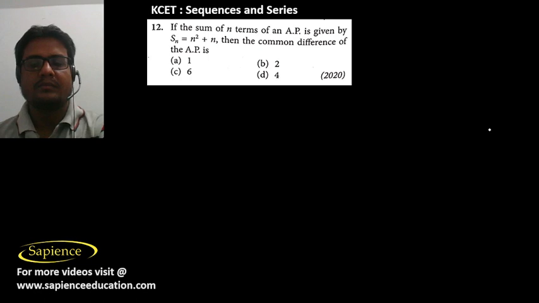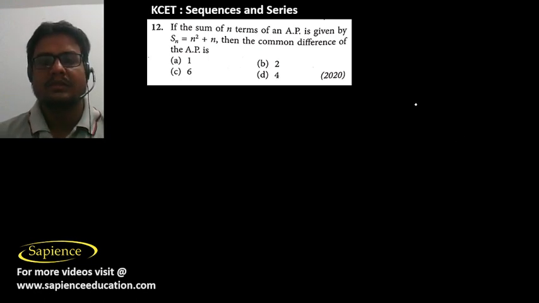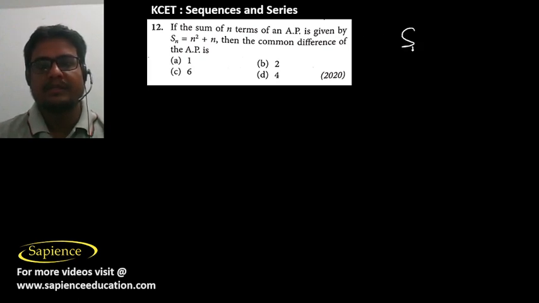So here we shall solve the last question of this class. Okay, so it is told that if the sum of n terms of an AP, Sn, is given as n square plus n, then the common difference of the AP is what we have to find.